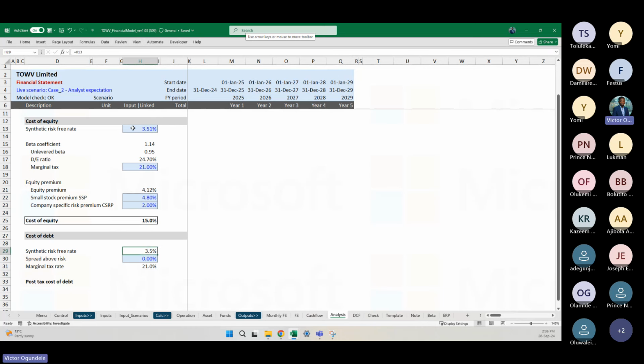Okay, so for our cost of debt, we have our synthetic risk, plus the spread above risk. For some emerging countries, we usually consider the spread above risk. I think in Nigeria, if you go to FMDQ, you'll be able to see those kinds of percentages, the spread above risk. But for advanced countries, because their cost of debt is not that high, let's leave that as 0.